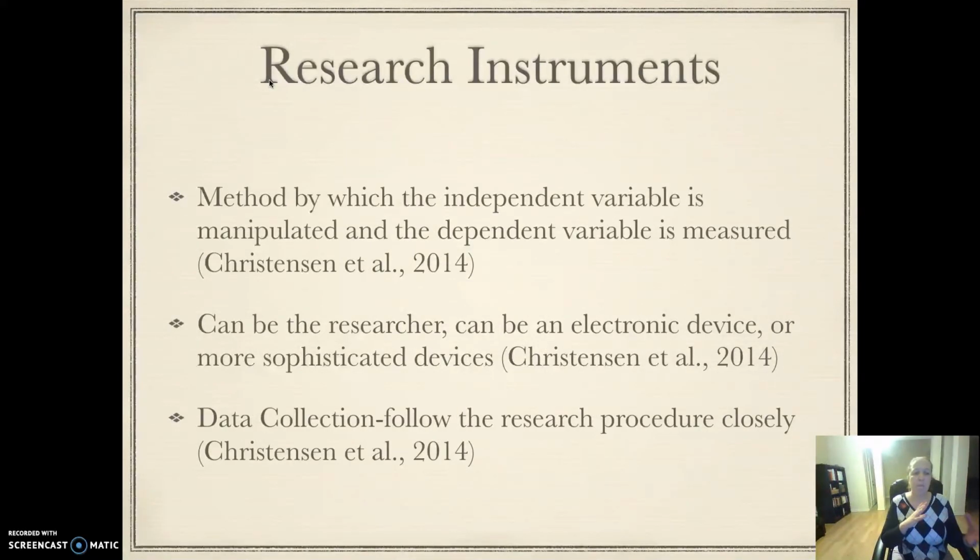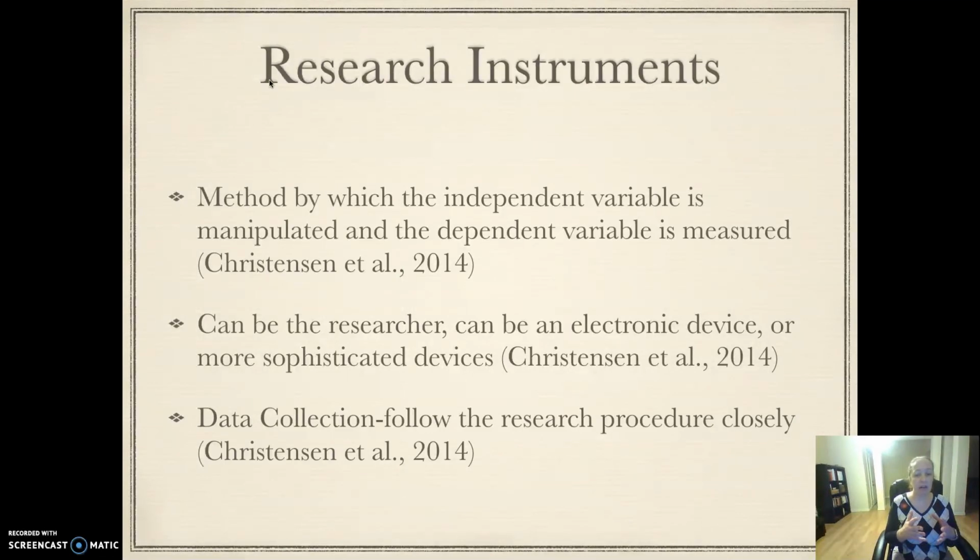Research instruments are the method by which the independent variable is manipulated and the dependent variable is measured. The researcher can be an integral part of both how the independent variable is manipulated and how the dependent variable is measured. This is kind of the least reliable of methods because the researcher may have their own bias.